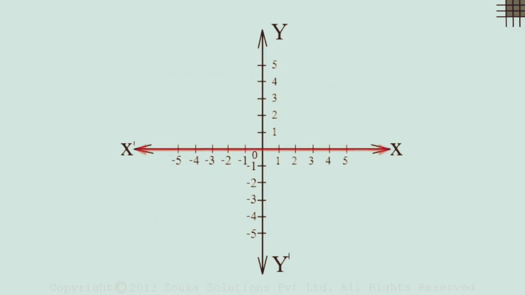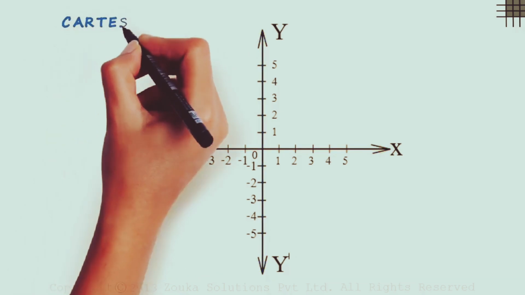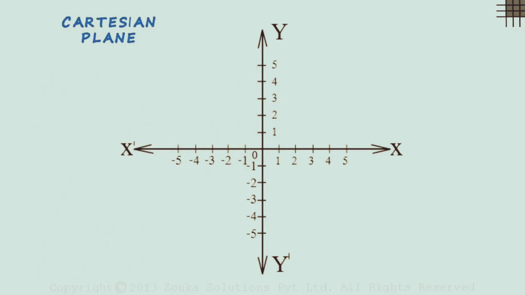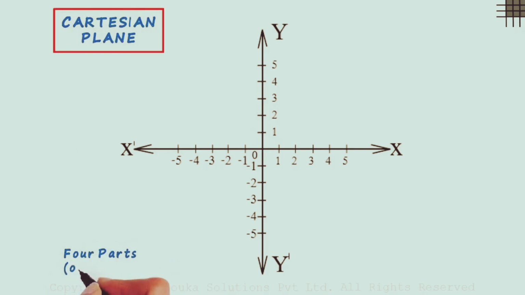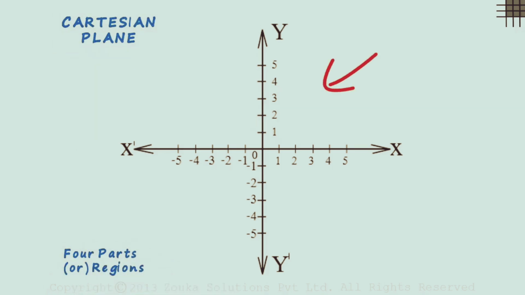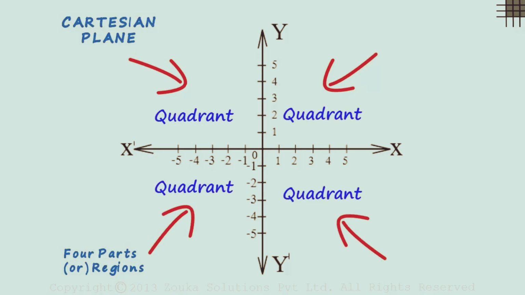Let's look at the x and the y axis. These axes are used to recognize a point on one single plane. This plane is called the Cartesian plane. As we can see, the Cartesian plane is divided into 4 parts or regions. This one, this one, this one, and this one. Each of them is called a quadrant.